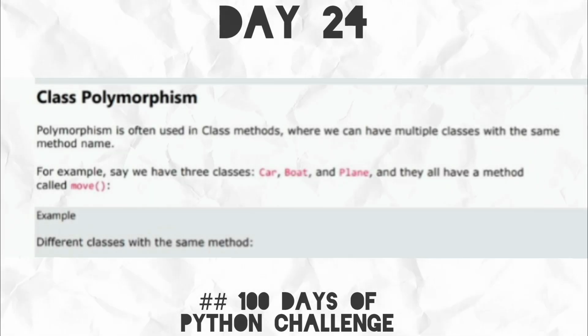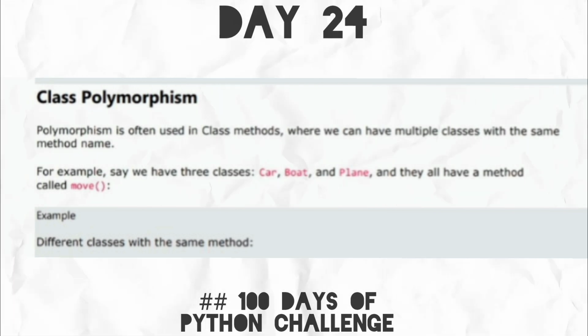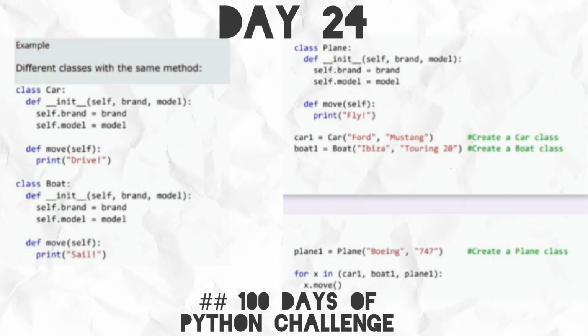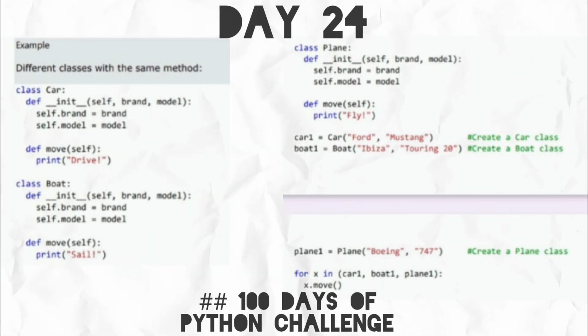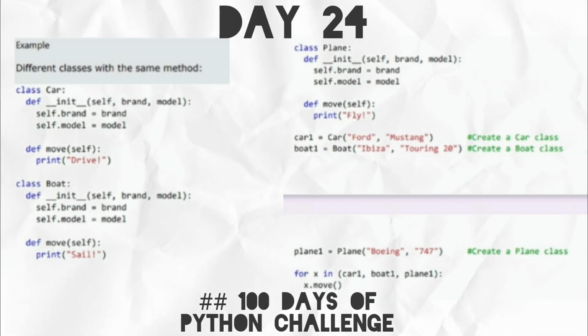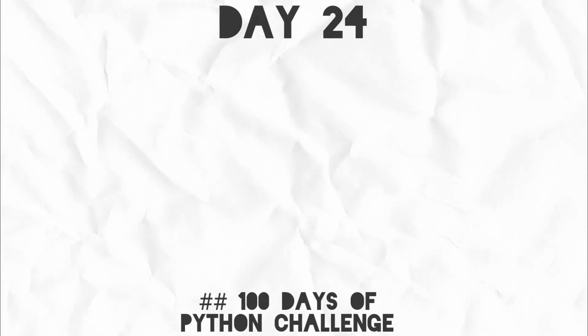Class polymorphism is the second one. But that's not all. Python also allows you to create multiple classes with the same method name. Let's see an example. We defined car, boat, and plane classes, each with a move function method. When we create objects from these classes and call their move function method, they perform different actions based on the object type. Polymorphism is in action.